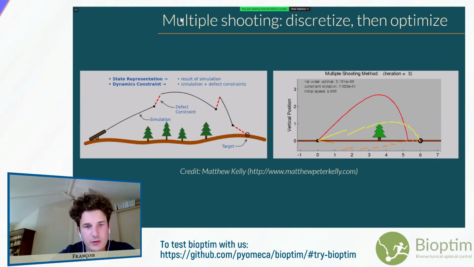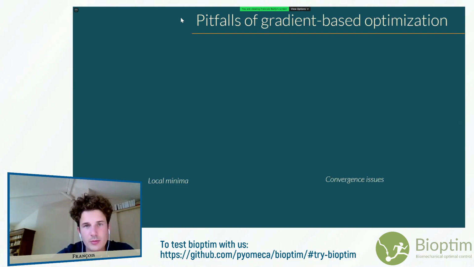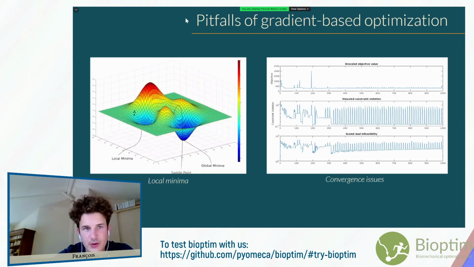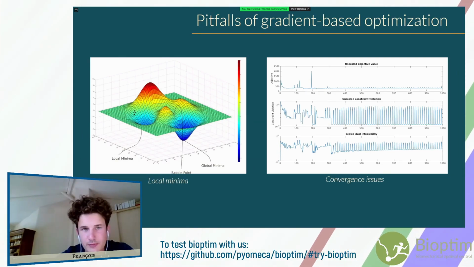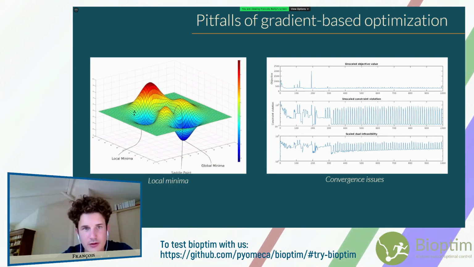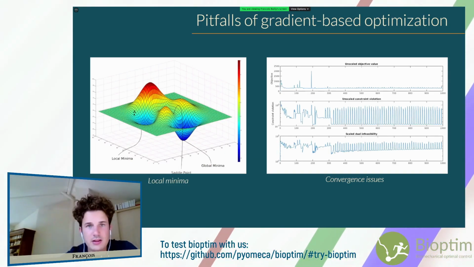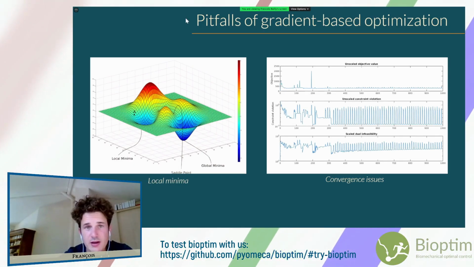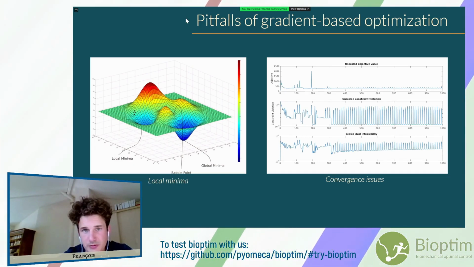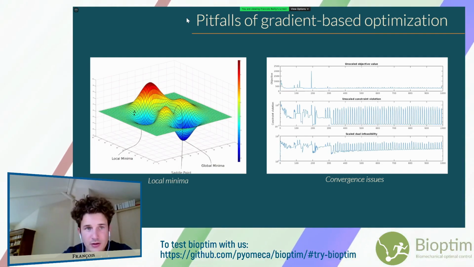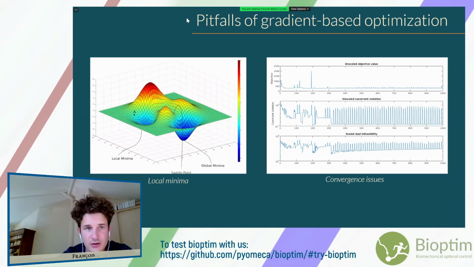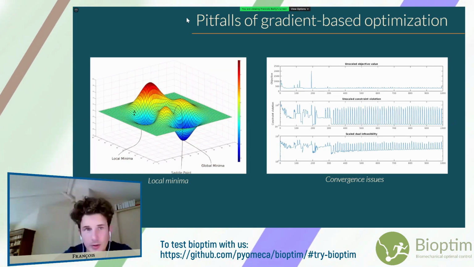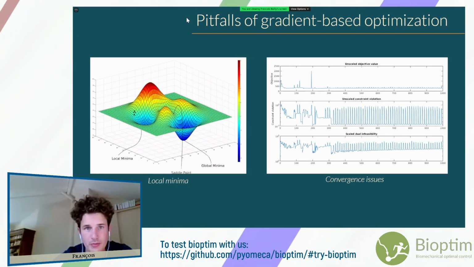To conclude this presentation, I would like to warn you about common pitfalls of gradient-based optimization. Indeed, all the solvers that we will use to solve our multiple shooting problems in Bioptim are gradient-based solvers, so either IPOpt or Acados at the time. This means that they try to minimize the objective function by choosing descent directions based on local derivative information. As a consequence, the solver might end up in a minimum which is not the global minimum, and then you will get a suboptimal solution to your problem.